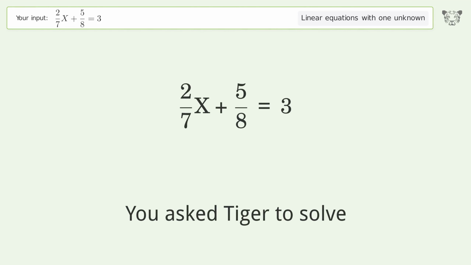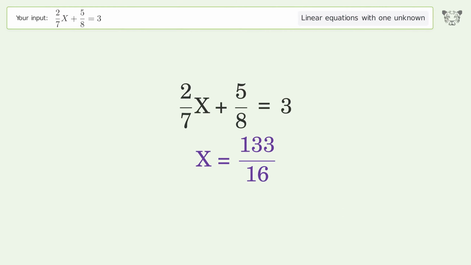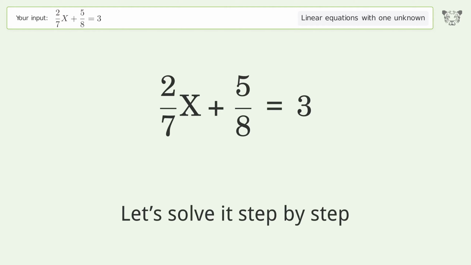You ask Tiger to solve. This deals with linear equations with one unknown. The final result is x equals 133/16. Let's solve it step by step.